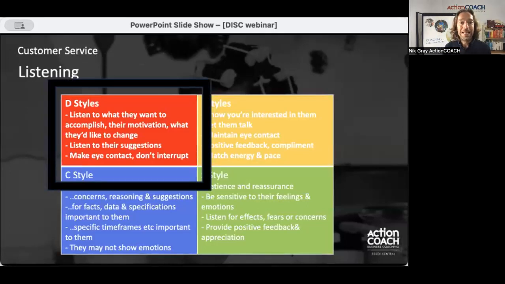D's. So listen to what they want to accomplish, their motivation, what they'd like to change. Listen to their suggestions because they'll have an idea, oh, it should be done this way, it should be done this way. Make eye contact with them so they know you're listening to them, and don't interrupt them. That's a general rule, actually.